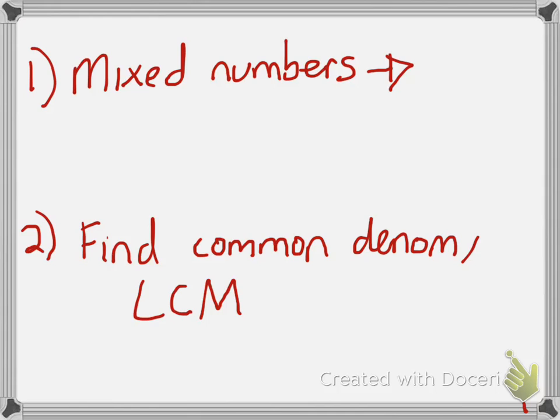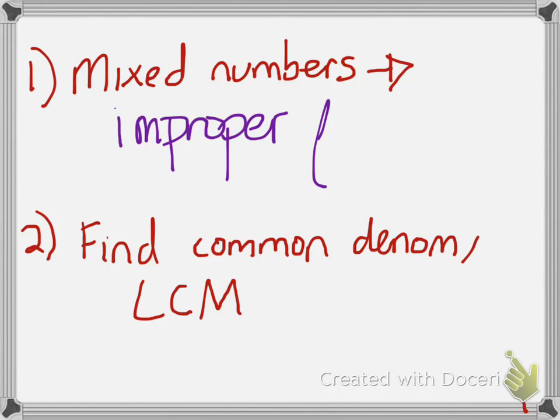So the first step always is that if you have mixed numbers, you need to rewrite them as improper fractions. This is important because if we have to go negative, it's going to get all mixed up if we keep them in mixed numbers. The second step is to find a common denominator, or you could find specifically the least common multiple, which would become the least common denominator.